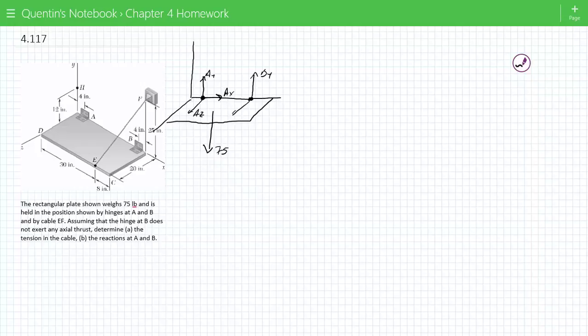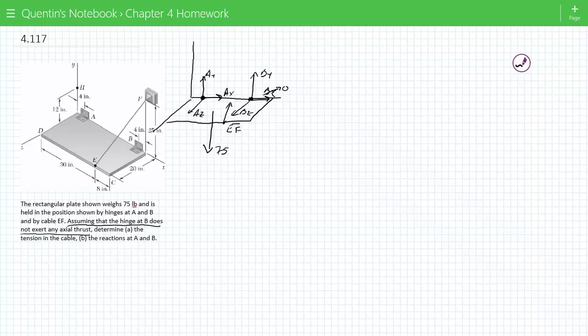Here at B you have the same deal: BY, BZ, and you could have BX, but that is defined as 0 where it says that assuming that the hinge does not exert any axial thrust. So that means BX is 0. And then lastly, at this point here E, you have a force coming off there, and we'll call it EF.